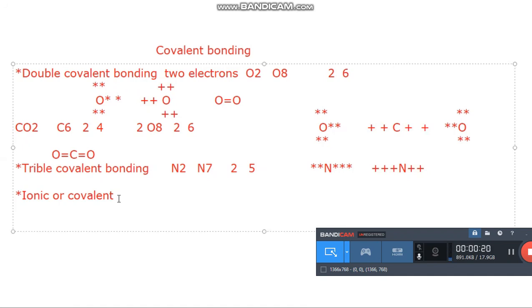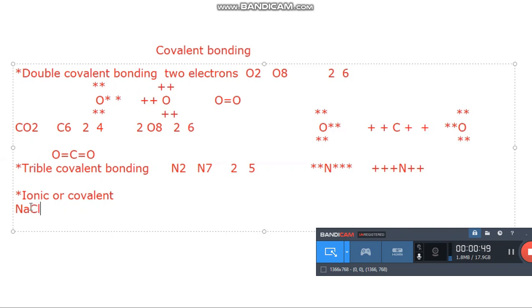Okay. So if you find that the compound is between a metal and a non-metal, it will be ionic. For example, NaCl. We have here Na is a metal and Cl is a non-metal. So it's a compound that contains metal and non-metal, so it's ionic.